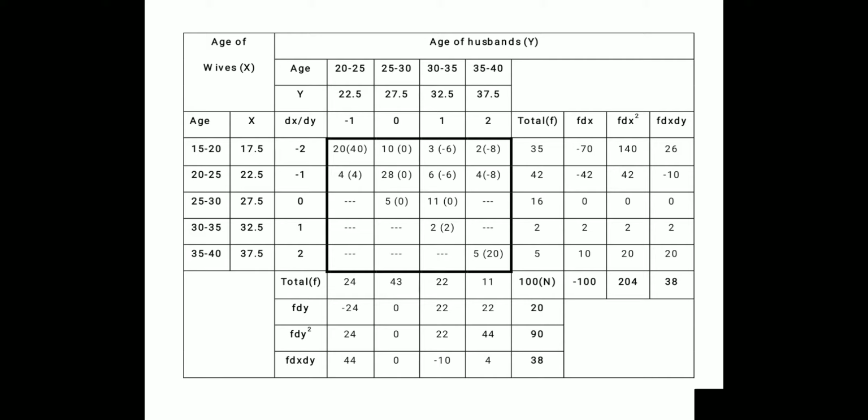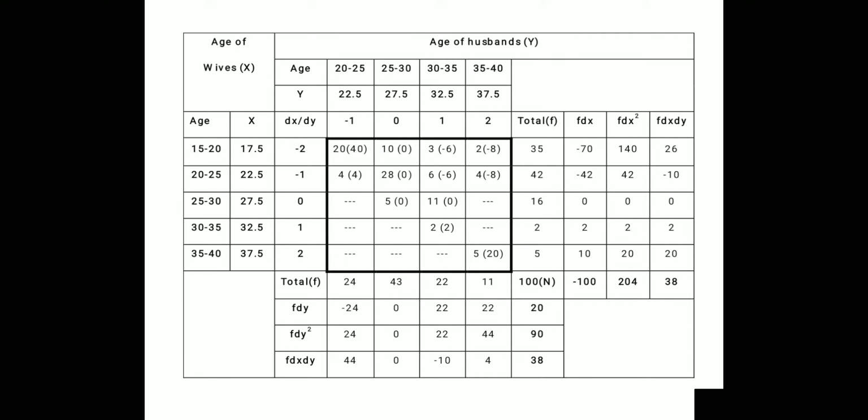Now in the same way, we have to calculate f dy and f dy square here. That is, f dy refers to f into dy, that is 24 into -1, and 43 into 0, that is 0. So in the same way, we should calculate f dy values and we should obtain sigma f dy, and in the next row f dy square, that is f dy, that is -24 into dy, -24 into -1, that is 24 here. When we calculate all the columns in the same calculation, we will obtain sigma f dy square.